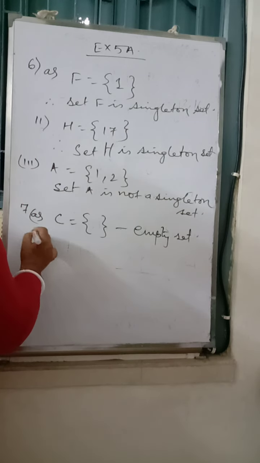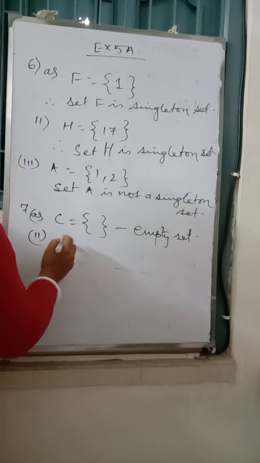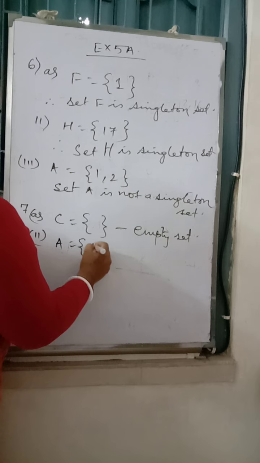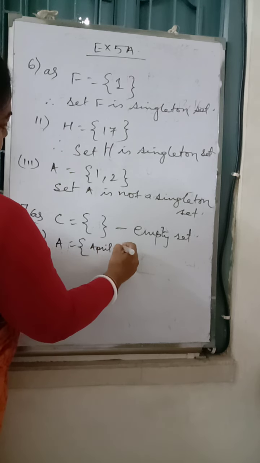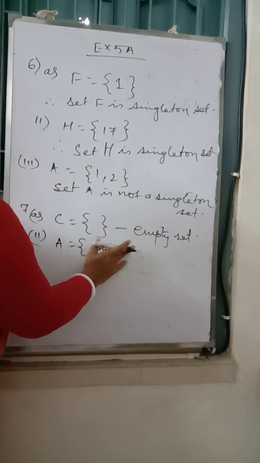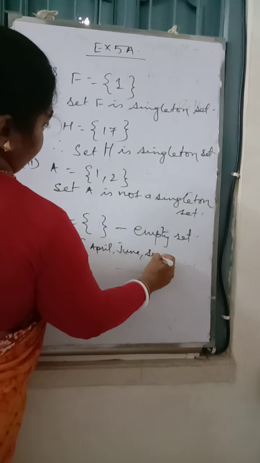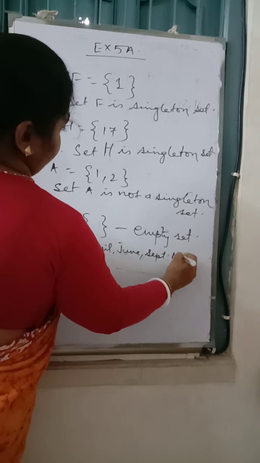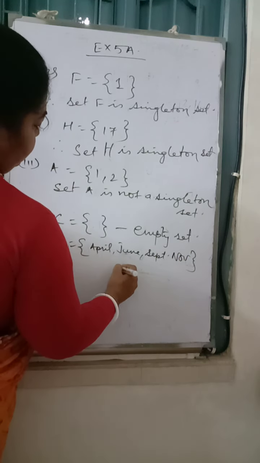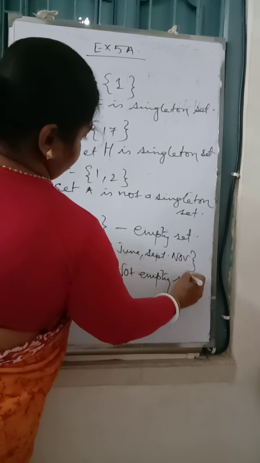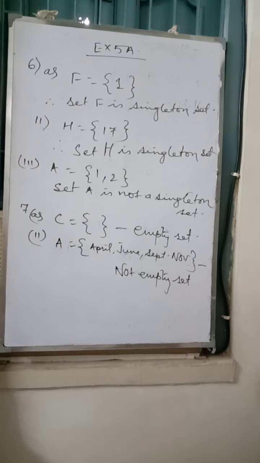Then number 2, it is the months of the year with 30 days. So there are so many months in the year with 30 days. April, June, September, November. So this is not an empty set. Okay, in this way we have to write. We have to write the set in roster form, then we have to see whether it is empty or not.